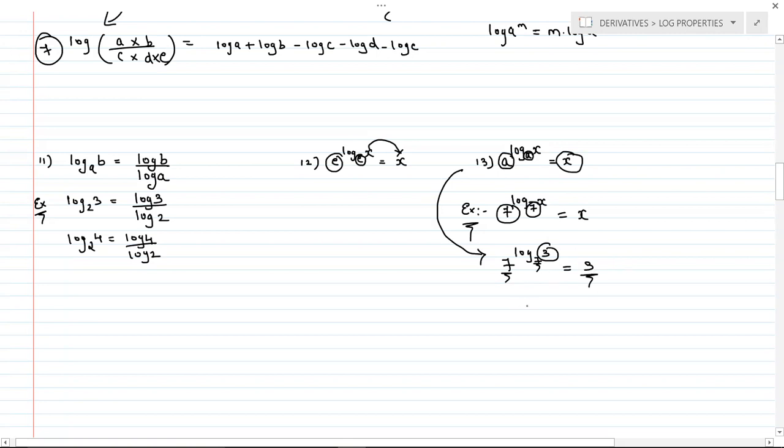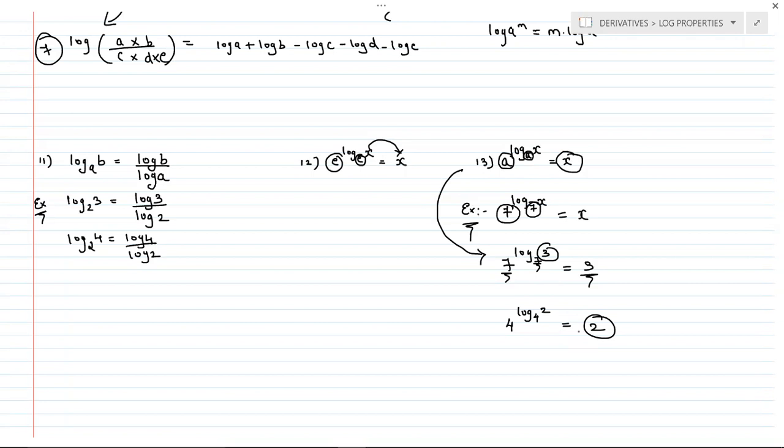Suppose I say 4 to the power log 2 to the base 4, so it can be written as 2 directly. Remember this. You can remember this 12th and 13th formula like this. Whenever you have the same term, just write that x part as the answer on the right hand side, which is your answer.